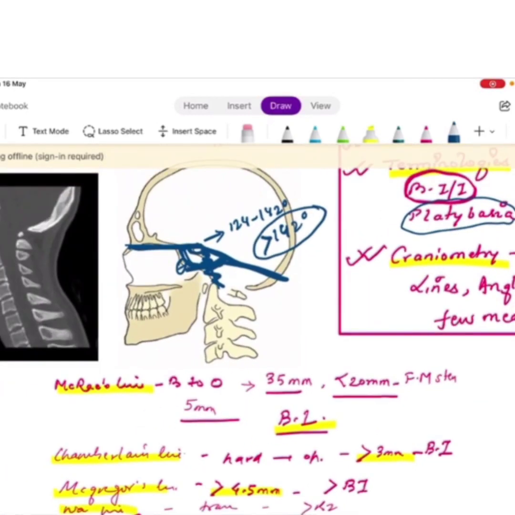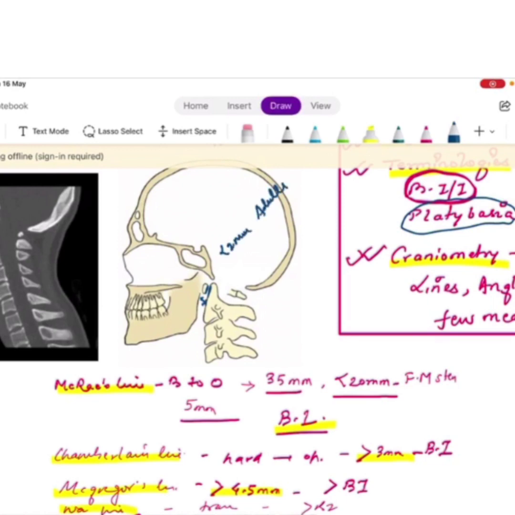Also we have to keep in mind a few other measurements, like the atlantoaxial distance between the anterior arch of the atlas and the dens, that is the atlantodental index. This distance should be less than 2 mm in adults and less than 5 mm in children. If this distance is more than this value, that means there is atlantoaxial dislocation.